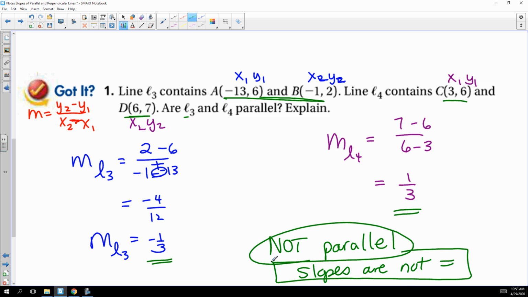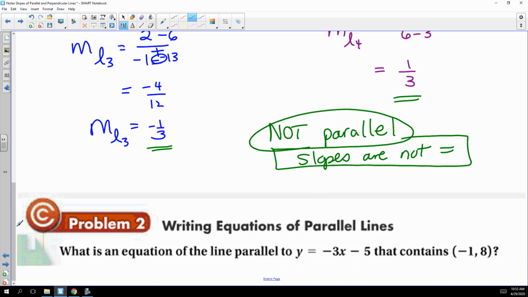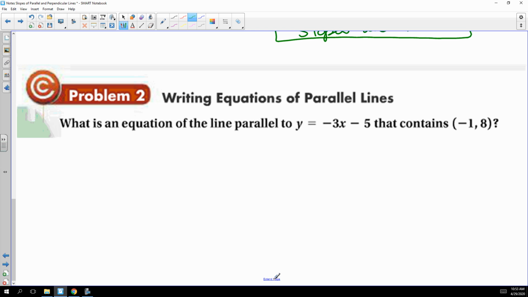Okay. That's going to be our justification. I want to focus a little bit more on making sure you understand how to write the equation of a line that is parallel to a given line. So we have a line, y equals negative 3x minus 5, and we want to write the equation of a line that passes through a different point, negative 1, 8, but is parallel to this. And so for parallel, we know that the parallel slope has to also be the same value, negative 3.